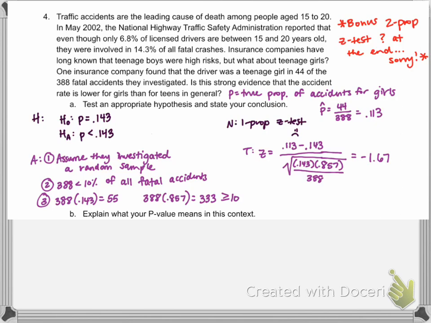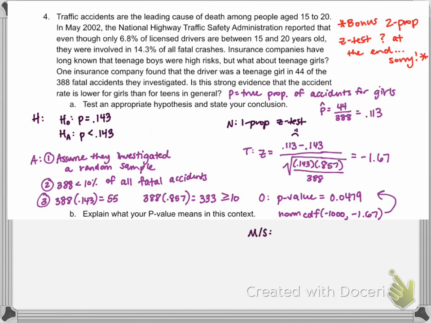And then I'm going to obtain a p-value. Again, I'm doing a left-tailed test here. So when I do it in my calculator, I'm going to click on second vars and do a norm CDF. Since I'm doing a left side, I'm going to go from negative 1,000 to negative 1.67. And so that p-value, when I do that, see, there's my calculation. My p-value comes out to be 0.0479.